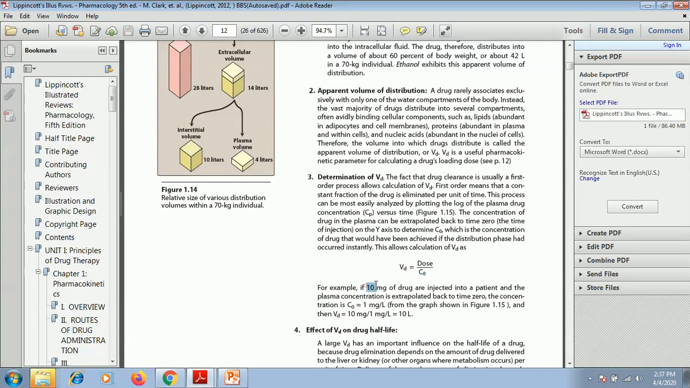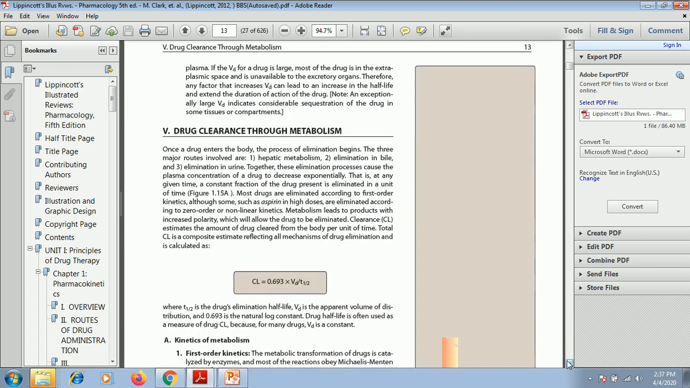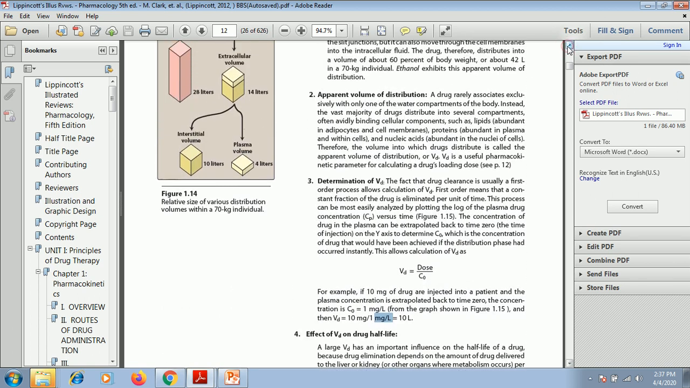For example, if you administer 10 mg and the plasma concentration from the graph is around 1 mg per liter, VD is 10 mg over 1 mg per liter, which is 10 liters. Here milligram is cancelled by milligram, and we have 10 liters. So the volume of distribution would be 10 liters. Volume of distribution is usually described in liters per kg.